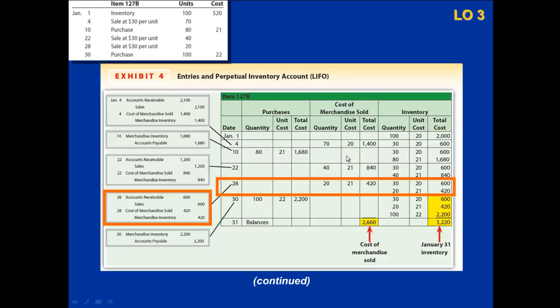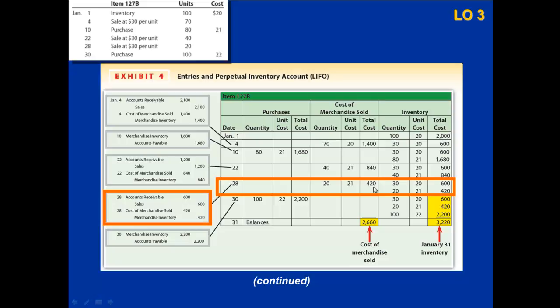Okay, so the next thing we have here is another sale, 20 units. And once again, the cost of the $30 has remained constant. And each time we make a sale, it's the same under either FIFO or LIFO. What's going to be different is the amount that's going to be assigned to cost of goods sold, or the amount that's going to remain in inventory.